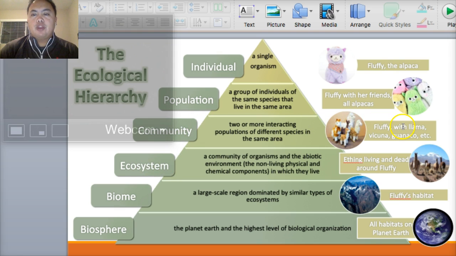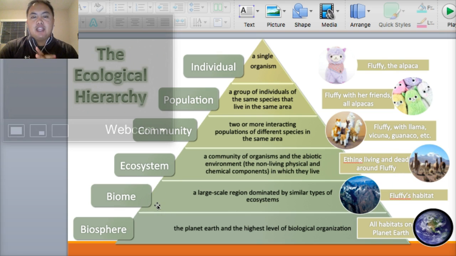So Fluffy with llamas, vicuñas, guanacos, frogs, dogs, a whole bunch of different populations interacting in the same environment, that's called a community. A whole bunch of communities together is called an ecosystem. So it's a community of organisms and abiotic factors in which they live. So everything that is living and dead around Fluffy.